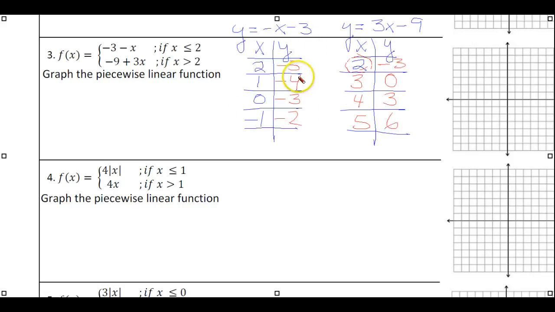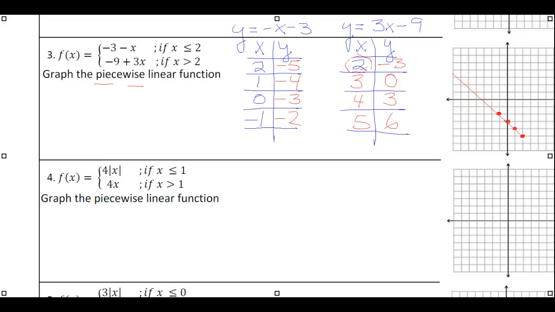Okay, we have some points. Now we want to plot. So again, we're doing this piece of a piecewise linear function. So 2, negative 5. So let's go 2, negative 5. 1, 2, 3, 4, 5. And that's in the set. Then we go 1, negative 4. And then 0, negative 3. Negative 1, negative 2. And our line then for this one is like so.